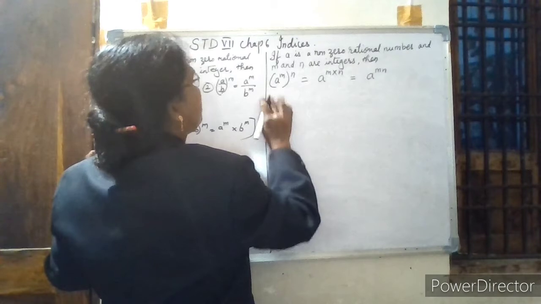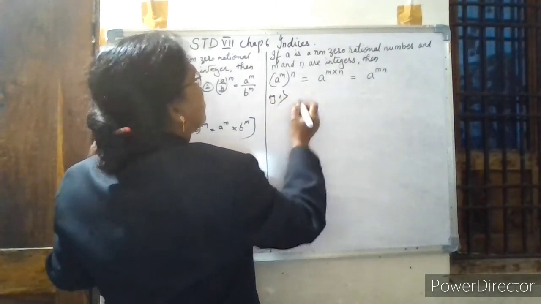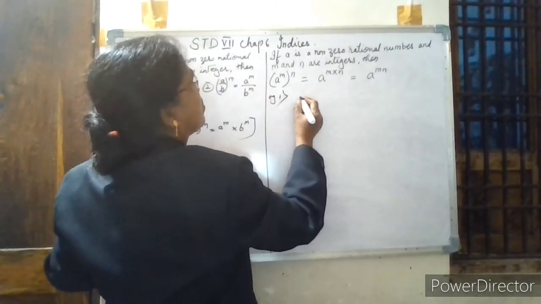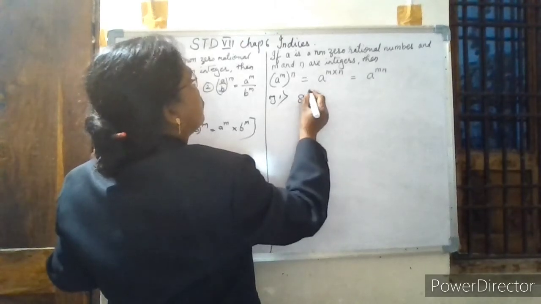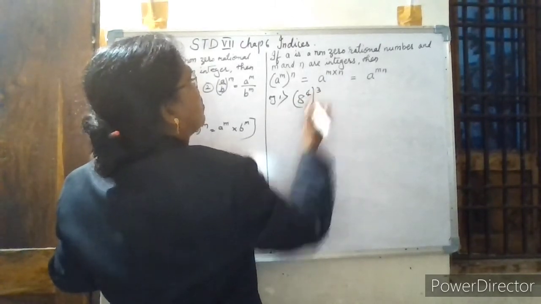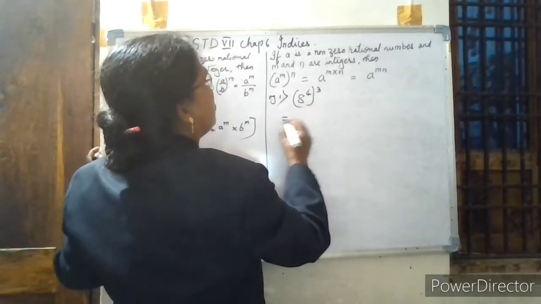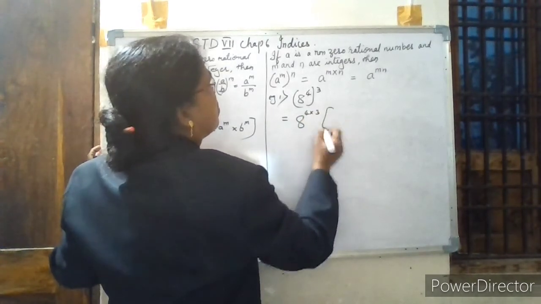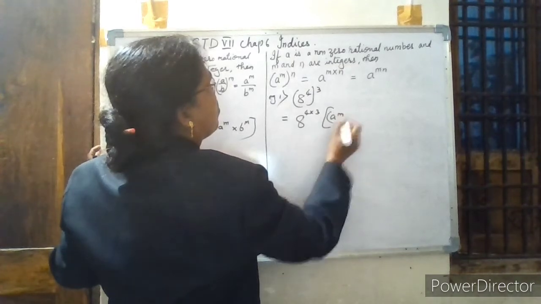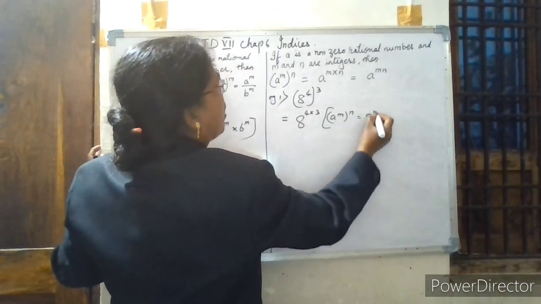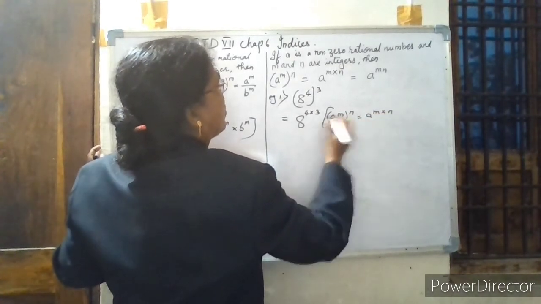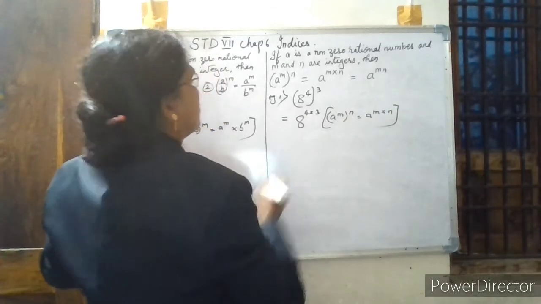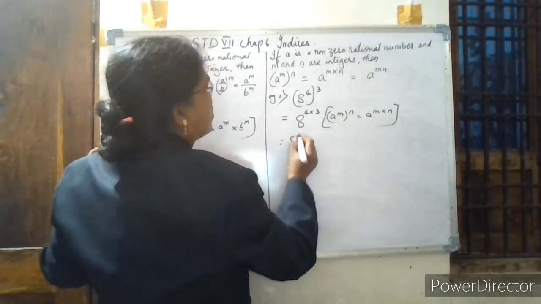Example: suppose 8 raised to 4, the whole raised to 3, is given. Then this is equal to 8 raised to 4 into 3. This is because of the law A raised to M, the whole raised to N, equal to A raised to M into N. That is equal to 8 raised to 12.